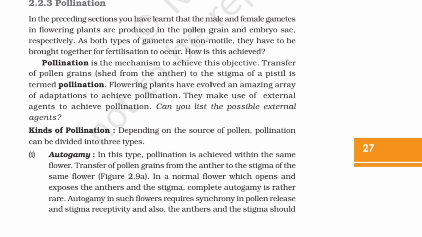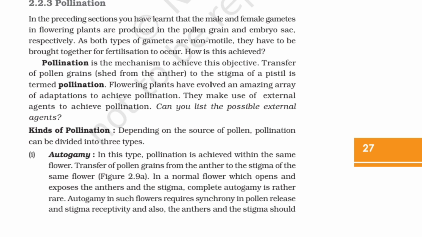2.2.3 Pollination. In the preceding sections, you have learned that the male and female gametes in flowering plants are produced in the pollen grain and embryo sac respectively. As both types of gametes are non-motile, they have to be brought together for fertilization to occur. How is this achieved? Pollination is the mechanism to achieve this objective. Transfer of pollen grains shed from the anther to the stigma of a pistil is termed pollination.